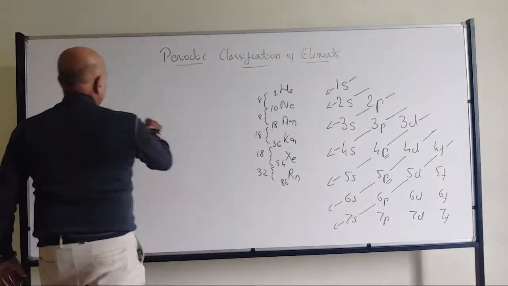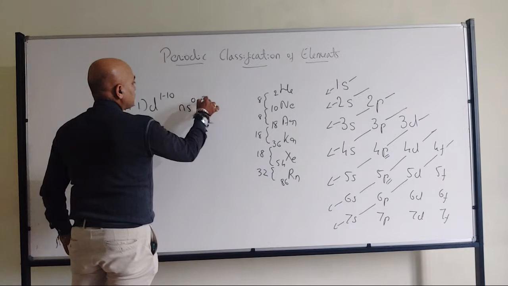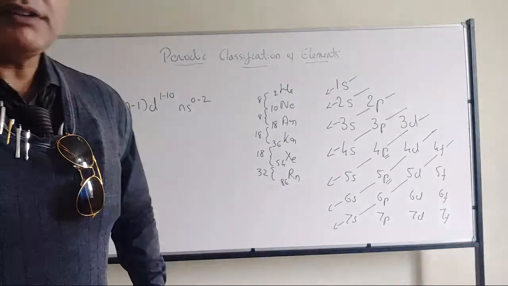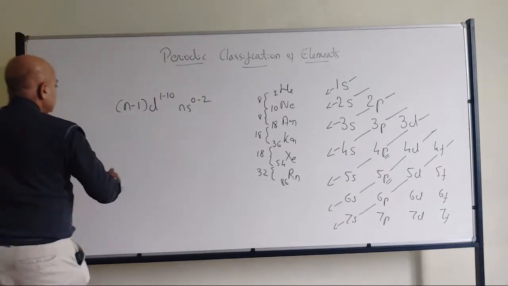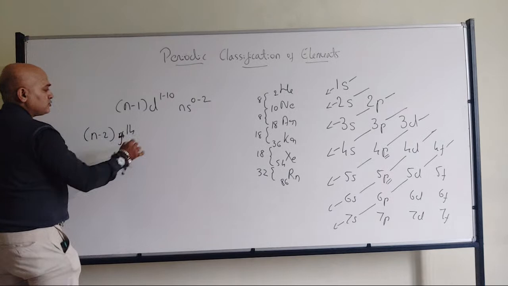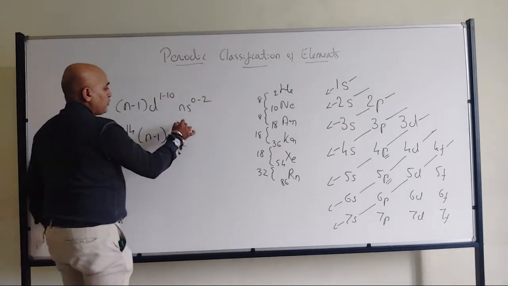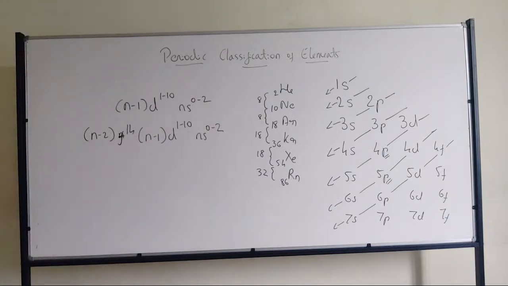Okay? So what is the general electronic configuration then? It can be (n-1)d 1 to 10 ns 0 to 2. But when it comes to the 6th period or 7th period, that starts the F subshell. So for those elements we can write it as (n-2)f 14 (n-1)d 1 to 10 ns 0 to 2. That is for lower elements which belong to the 6th and 7th period, where the F subshell starts getting filled up. All of you have understood?